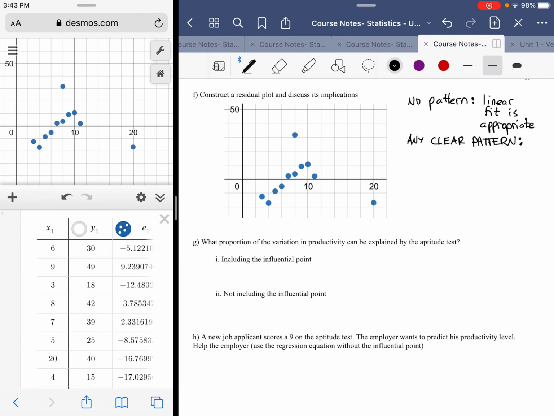All right. Any clear pattern, linear fit is not appropriate. Unfortunately, or fortunately, depending on how you look at things, it's in the eye of the beholder. I look at this and I say, well, I don't see a pattern. So this is what I'm going with.